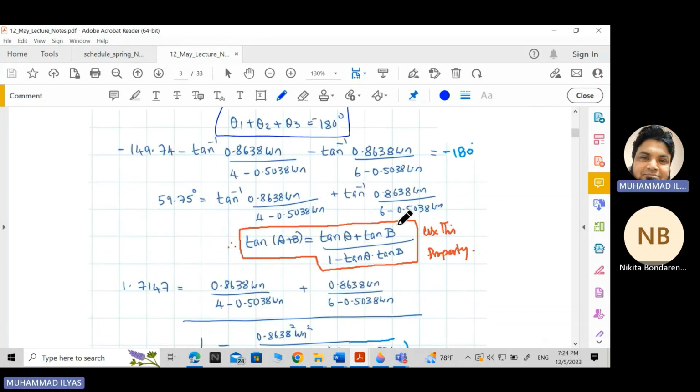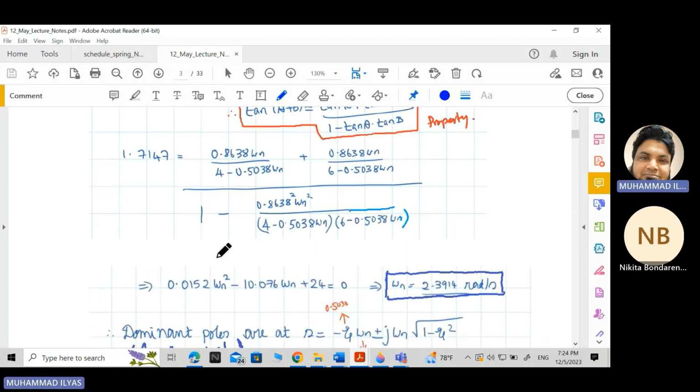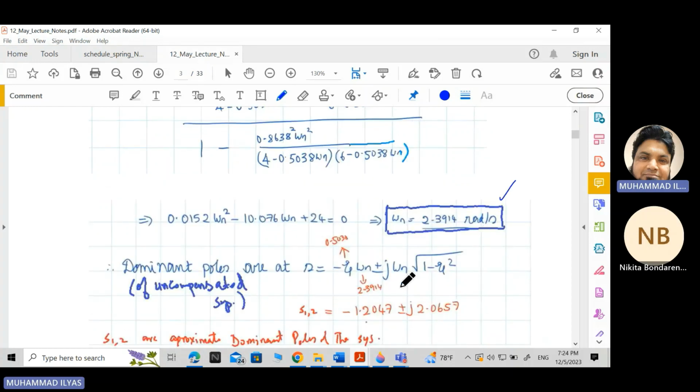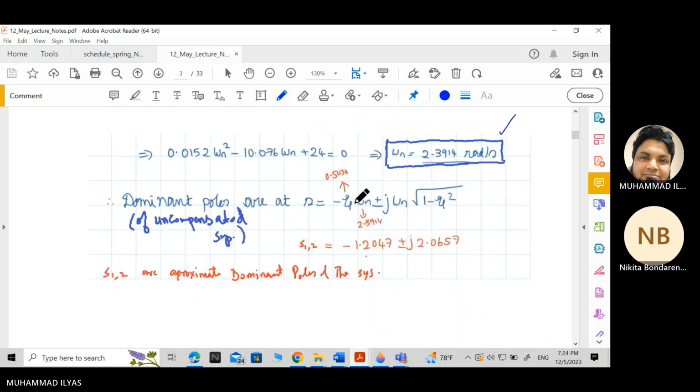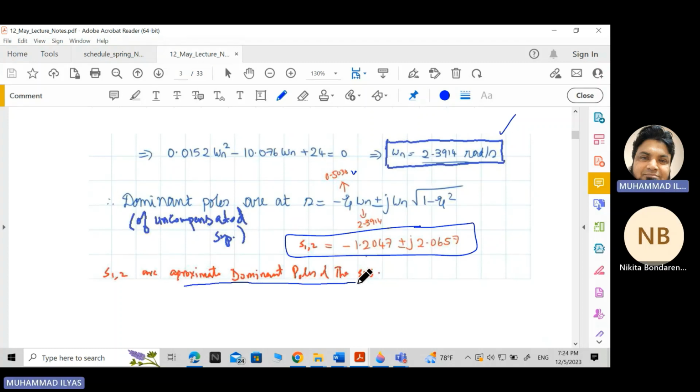If we do some calculation using the property of the tangent of a plus b, and manipulate these equations, we get omega n. Once we know omega n, we exactly know where our dominant poles are lying. Zeta we have calculated already, and omega n we calculated from here. Then this is our dominant pole of the uncompensated system, or rather the approximate dominant poles of the system.